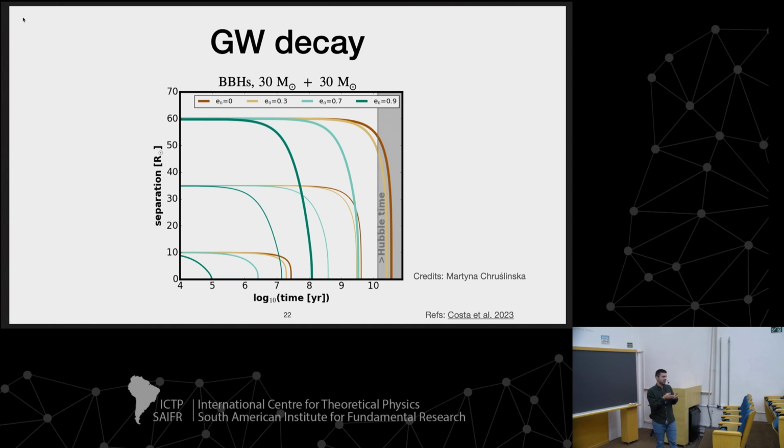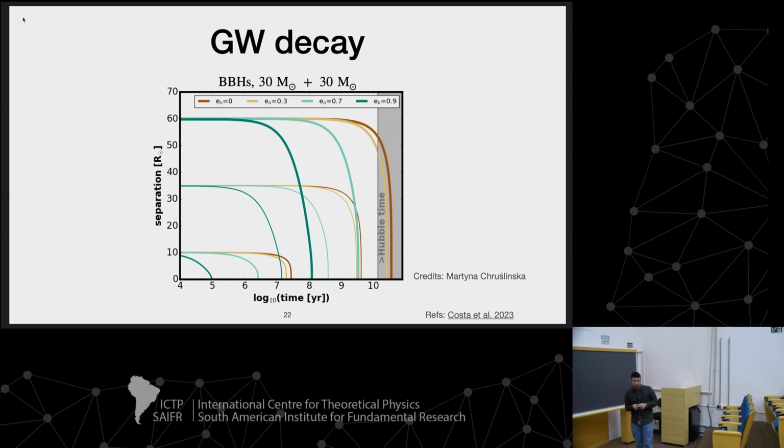But this is something that you need only when the two sources are already very, very close. Here we are talking about sources at a reasonable distance. What we are looking at is how we can make them merge from astrophysical processes. Okay.